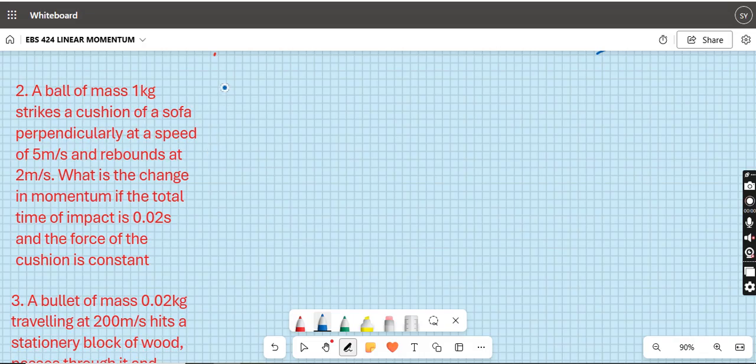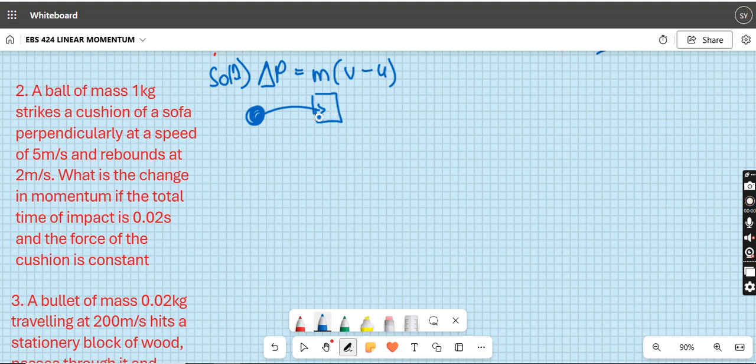All right. We are looking for change in momentum, which is also called impulse. Now the change in momentum is given by m(v minus u). Okay. Now we can even try and draw a diagram. If this is our cushion and this is the ball, the question says it strikes the cushion of a sofa perpendicularly, and rebounds at 2 meters per second.